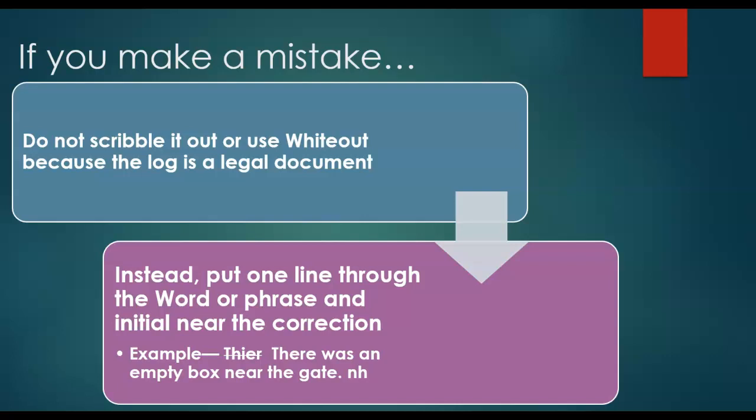If you make a mistake, you don't scribble it out or erase it or use whiteout, because remember, these are permanent legal documents. So instead, you would put a line through your mistake and then initial the correction. It's hard to see on this PowerPoint, but I used the wrong word there, and because it's on the computer, I put a line through it, and then I wrote the correct word, and at the end I put my initials.